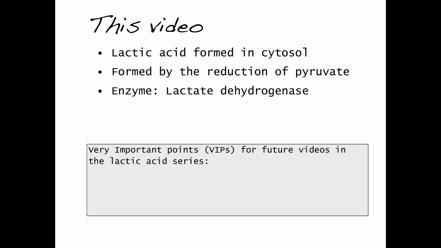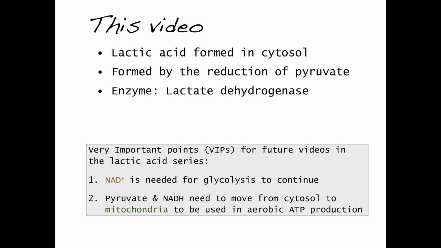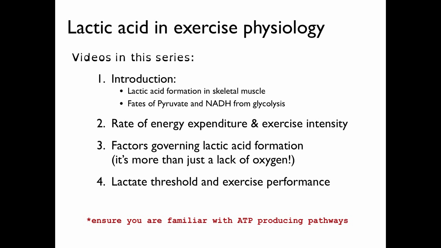There's 2 very important points that come out of this video for this lactic acid series. The first one being NAD is needed for glycolysis to continue. If there's no NAD, there's no electron and hydrogen acceptors, and glucose cannot be oxidized fully. The second point is that pyruvate and NADH need to move from cytosol to mitochondria to be used in aerobic ATP production. If there's any backup along the way, then there may be a challenge. So remember these 2 very important points for this lactic acid series.